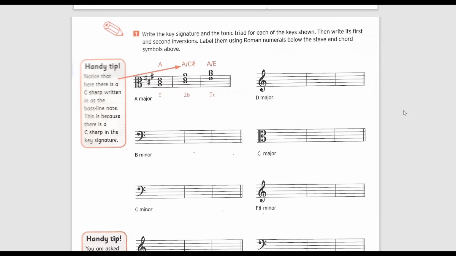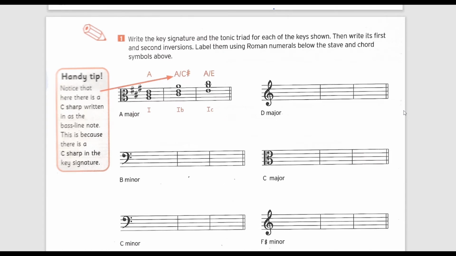So let's start. This is D major. Let me just make it slightly bigger. D major has two sharps, F sharp and C sharp. This is the key signature, and the notes will be here: D, E, F sharp, G, A.